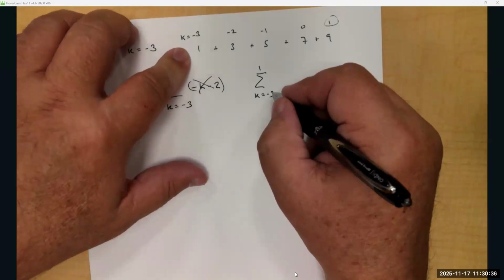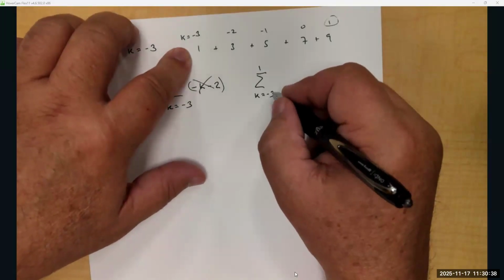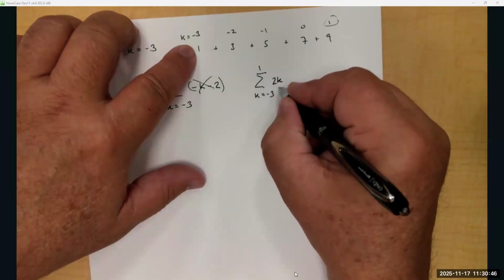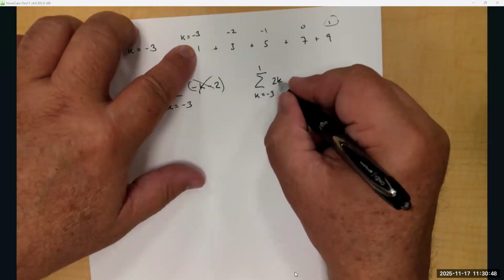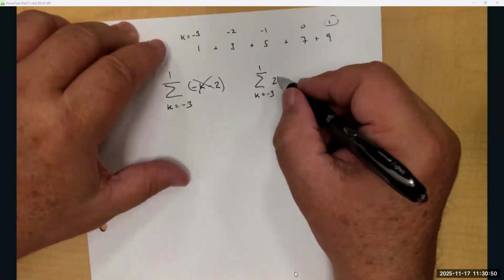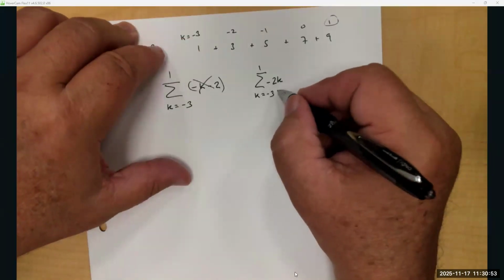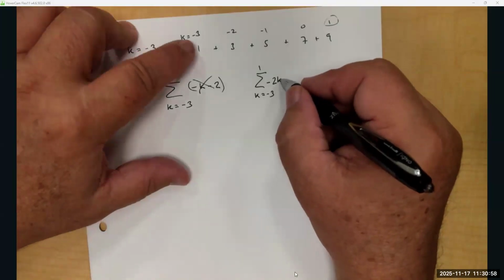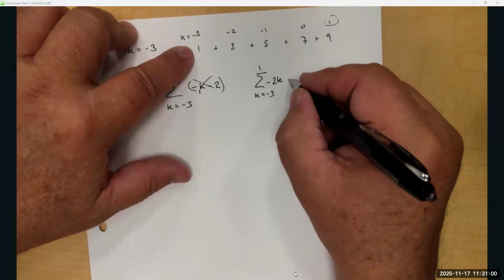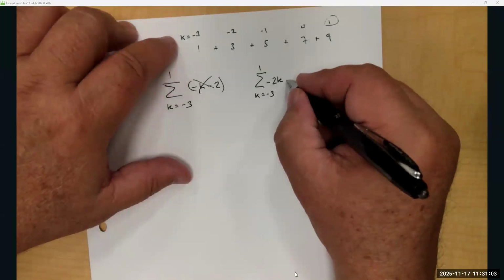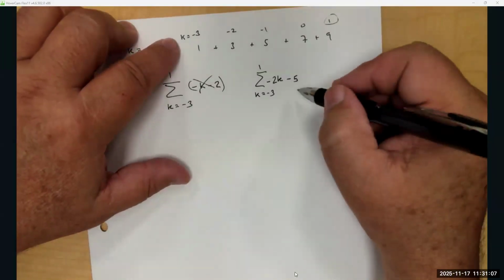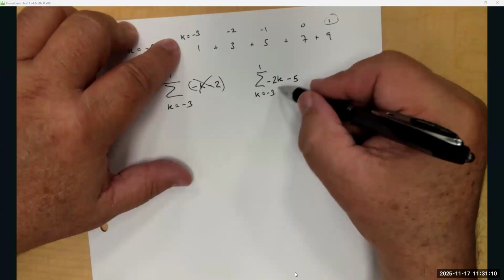Okay, 2k. Negative 6, 2k gives me negative 6. So if I make it negative 2k, negative 2 times negative 3 is positive 6. Minus 5. Let's try that. 6 minus 5 is 1.